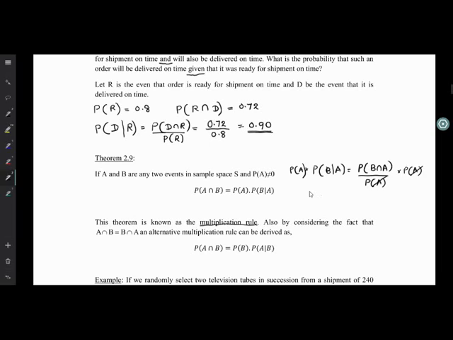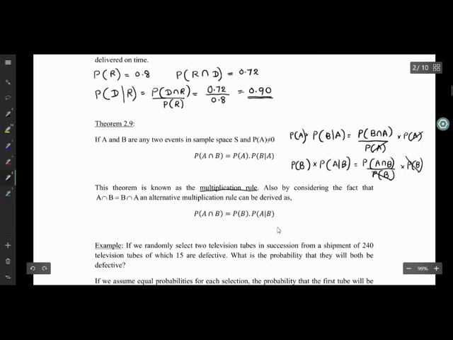If you consider the probability of A given B, still the numerator will be the same. A intersection B and B intersection A are the same. The denominator will be P(B). If you multiply both sides by P(B), we get an alternative form of the multiplication rule. That is, the probability of A intersection B is P(B) times P(A given B). Now these two are equivalent.